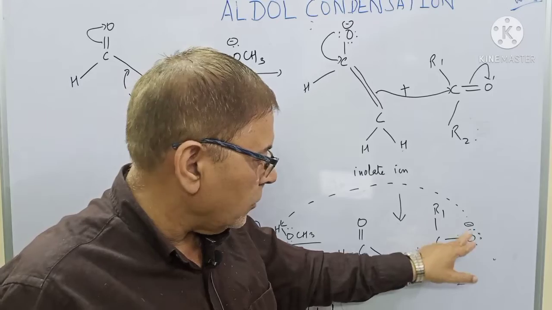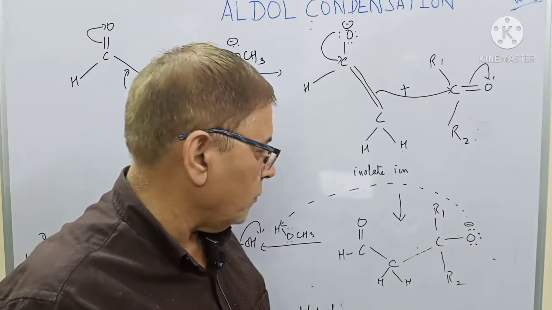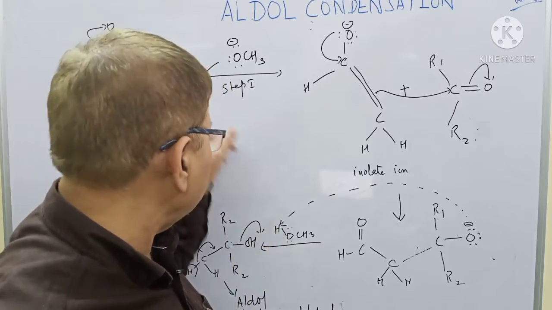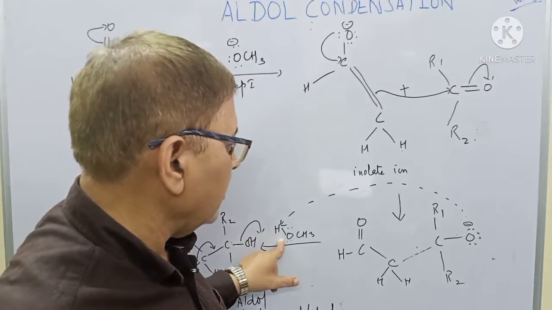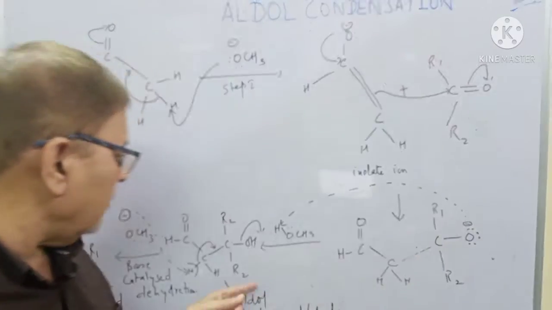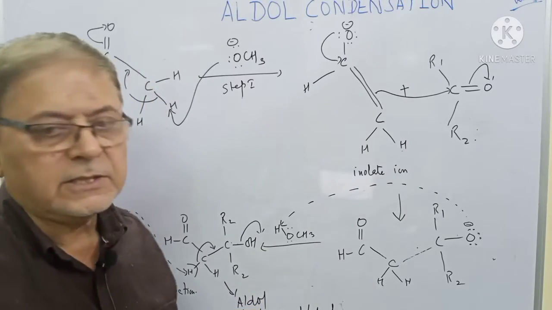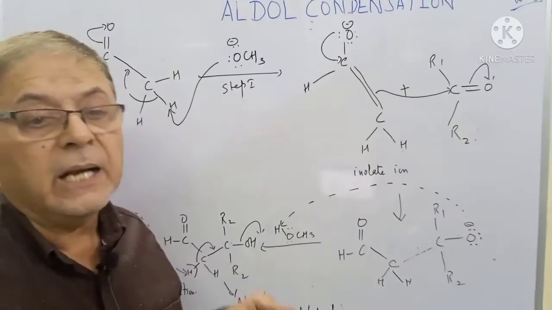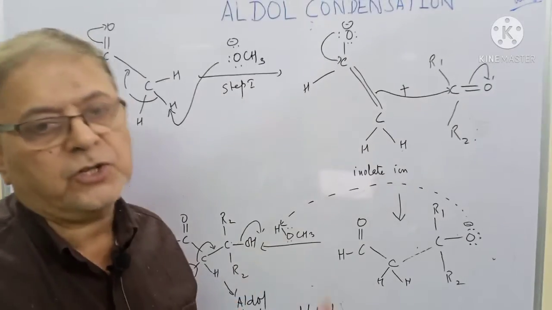Now we have got an enolate ion. How to add H over here? So we know in the base H is there because they have extracted it in the first step. So that H goes over here and it forms an aldol, a beta hydroxyaldehyde. The reaction basically is over, but then the next step is dehydration.